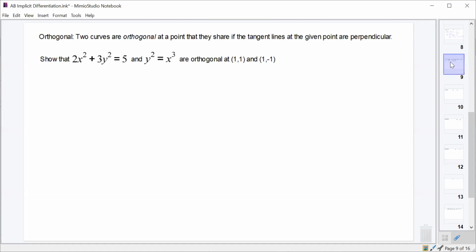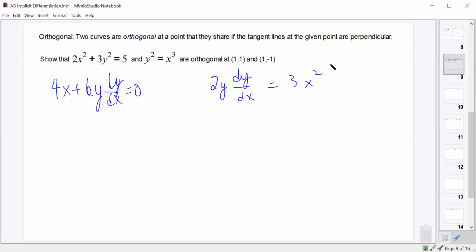So let's see if we can show that the tangent lines at 1, 1 and 1, negative 1 are perpendicular to each other. So we'll have to use implicit differentiation to take the derivative of 2x squared plus 3y squared equals 5, which will give us 4x plus 6y dy dx equals 0. And we'll take the derivative of this to get 2y dy dx equals 3x squared. Good or no? Good.